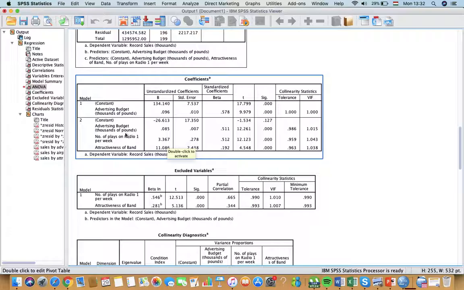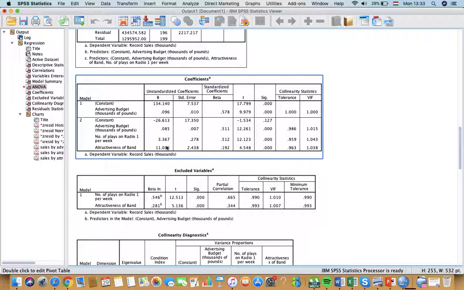So we can say that the more it is advertised, the more advertising budget, the more record sales. If the number of plays on Radio 1 per week increases, the record sales increase, etc. But these b-values also tell us to what degree each predictor affects the outcome, if the effects of all other predictors are held constant.